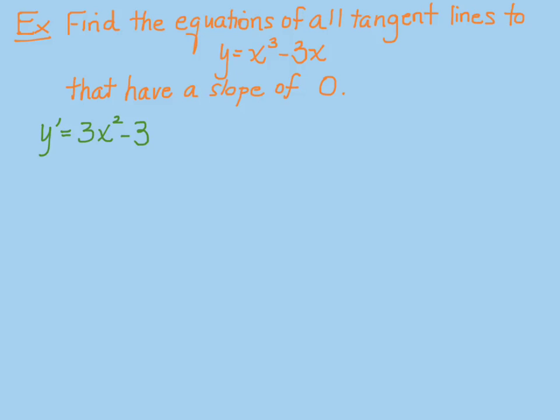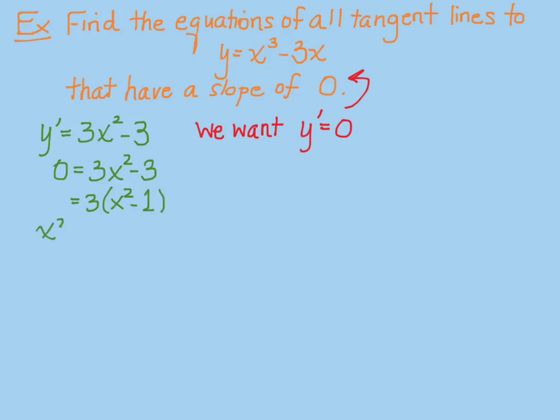So what we want to do is set this equal to 0 so that we can find where the function has a tangent line with horizontal slope, or with a horizontal tangent line. So setting it equal to 0, we can now solve for x, and we end up with x equals plus or minus 1.